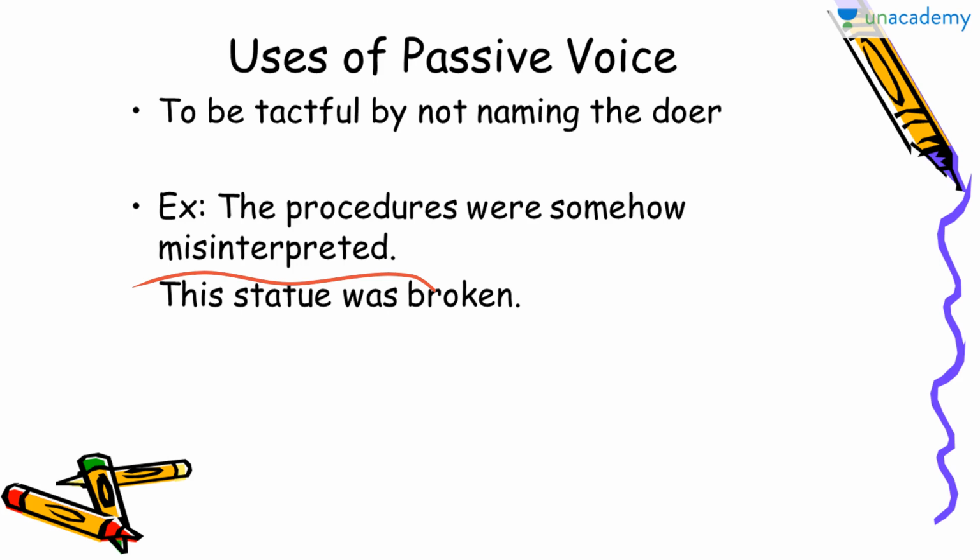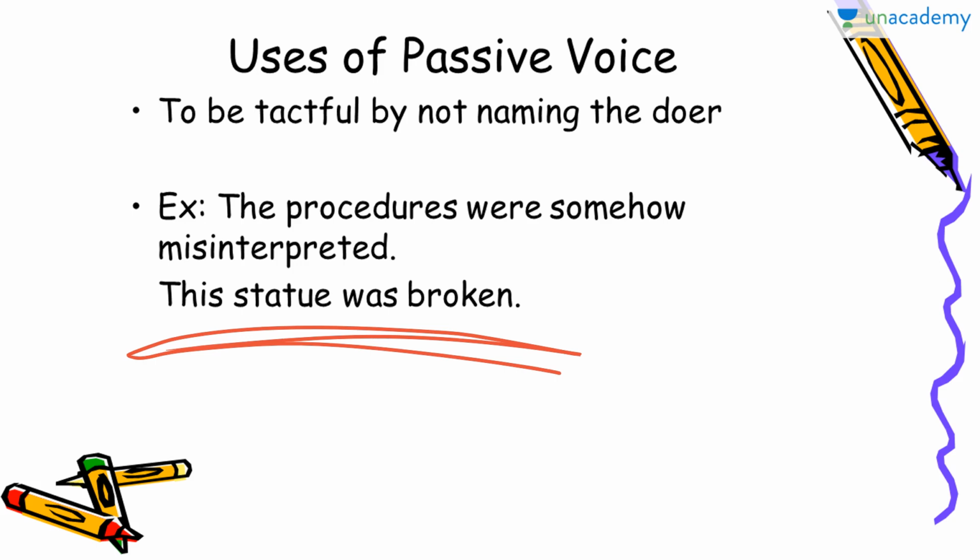Another example, the statue was broken. Again, I don't want to disclose who broke the statue, but I do need to tell people that now the statue is broken. It's not as it was before. That is the reason I chose to make this sentence in passive voice, just telling what has happened and on what thing it has happened. Who did it, I don't want to mention the name. In such a case, passive voice is a very nice option to go ahead with.